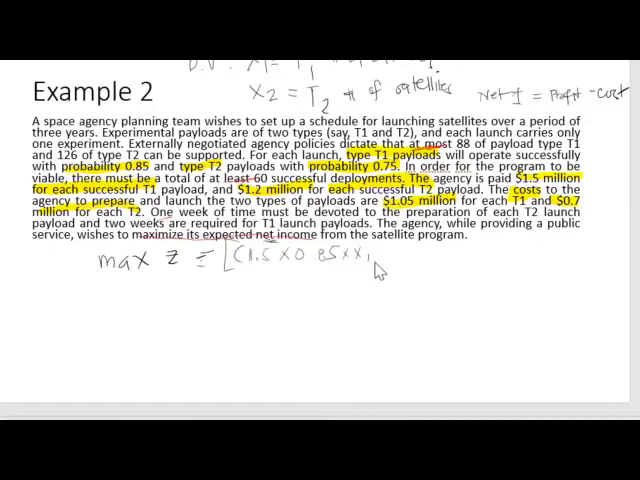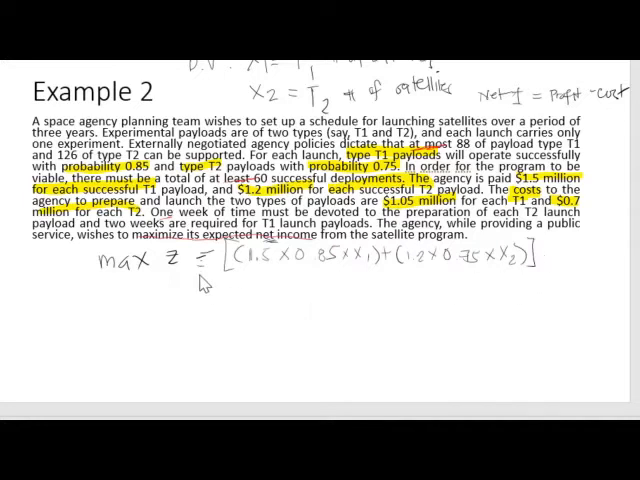Times X1. Okay? What else is in the profit? Plus T2 naman. So, 1.2 for each successful T2. The probability of success is 0.75, times X2. Okay? This is your profit function.